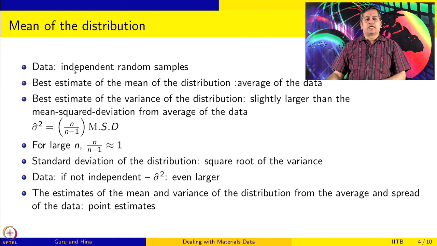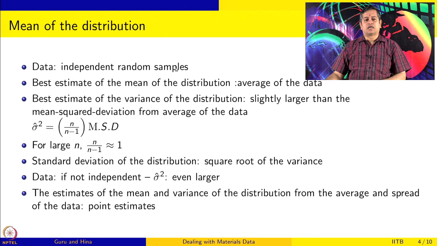We are going to assume that the data is independent random samples, and the best estimate of the mean of the distribution is nothing but the average of the data. The best estimate of the variance of the distribution is slightly larger than the mean squared deviation from the average of the data. So, if you have the MSD, you multiply by n, divide by n minus 1, then you get the best estimate for the variance of the distribution. For large n, you can see that n and n minus 1 are not going to be too different. And the standard deviation of the distribution, of course, is the square root of the variance.